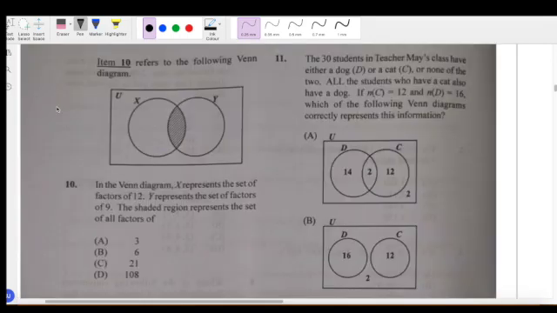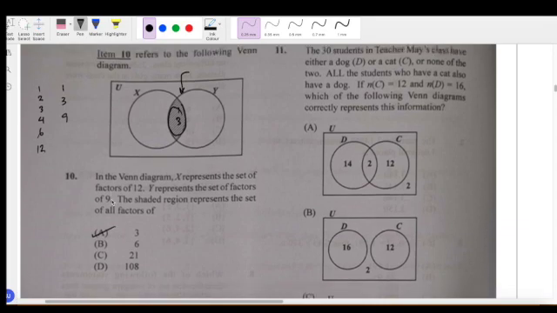Item 10 refers to the following Venn diagram. In the Venn diagram, X represents the set of factors of 12. All right. Y represents the set of factors of 9. So what are the factors of 12? 1, 2, 3, 4, 6, and 12. And what are the factors of 9? 1, 3, 9. Right? The shaded region is the factors of both of them. So it will probably have 1 and 3 in there. So if you notice, inside of here, we have essentially the factors of 3. So it would be the set of the factors of 3.